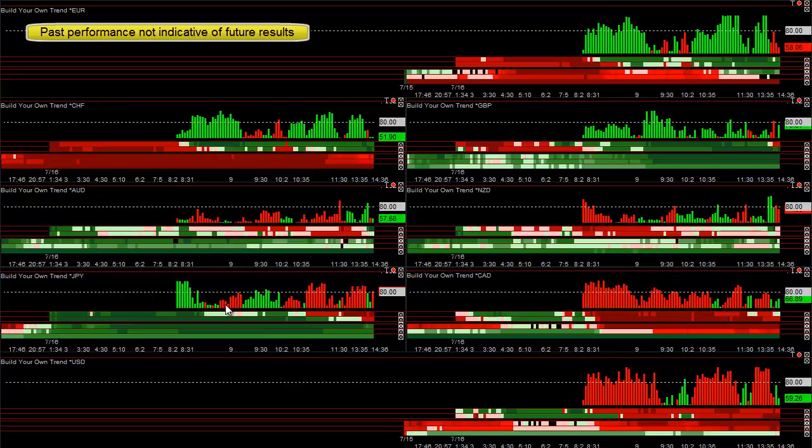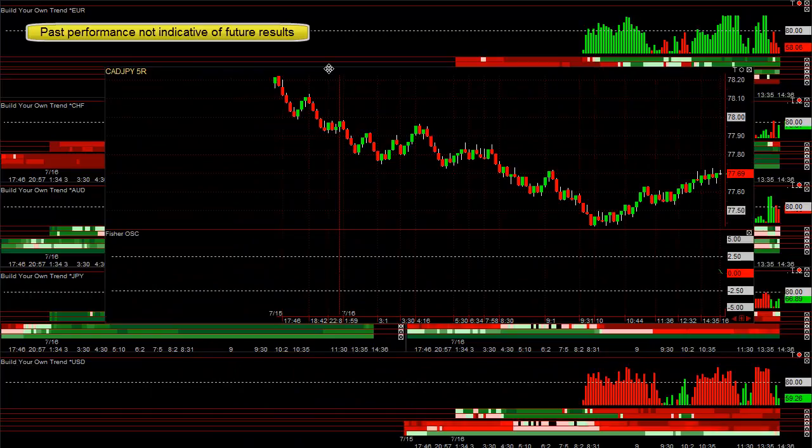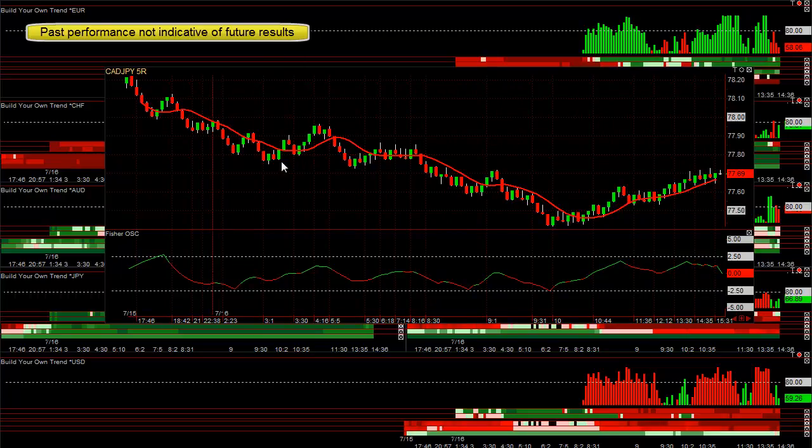The yen was strong during times today, and it's also strong on all time frames. So you could sell the CAD yen: weak CAD, super strong yen. And hit the plus key to zoom out.